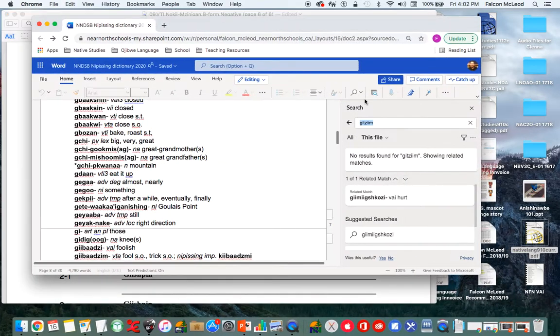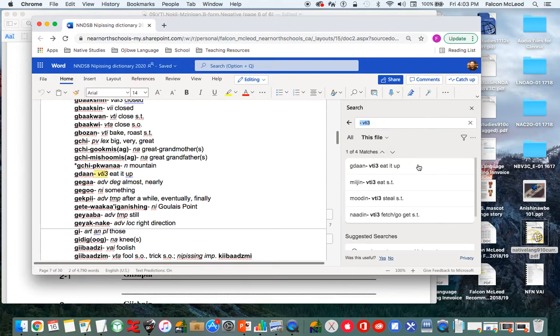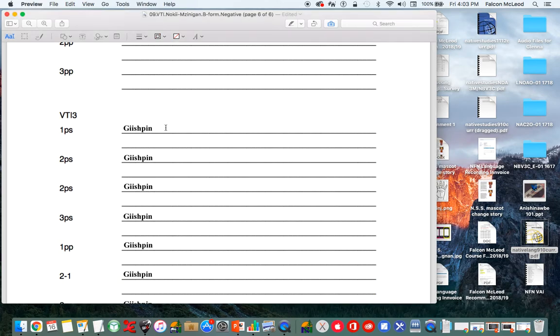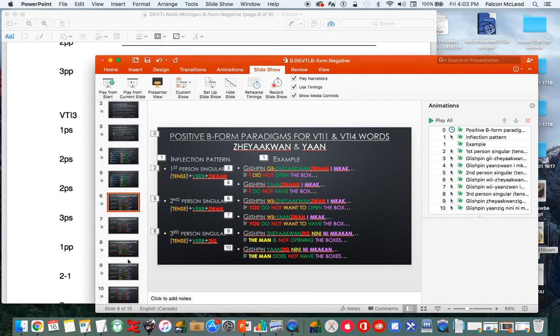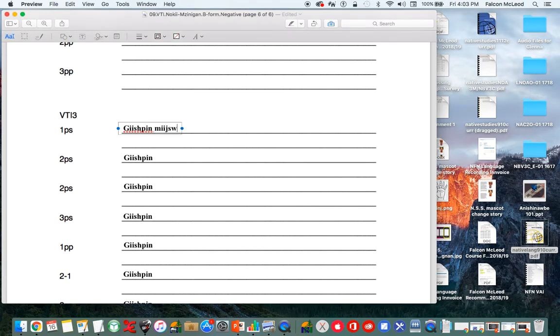Alright, so let's pick a VTI 3 to use. Alright, let's just use mijin. Alright, so let's consult our notes there for VTI 3s. And so with VTI 3s, we use the example nadin. And so we're going to use the example mijin. And so from here, we can see that that in is grayed out. So we're going to replace it with our endings. So gishbin. Let's make this past tense. Gishbin gi. Gishbin gi. You know what? Make my life easier.